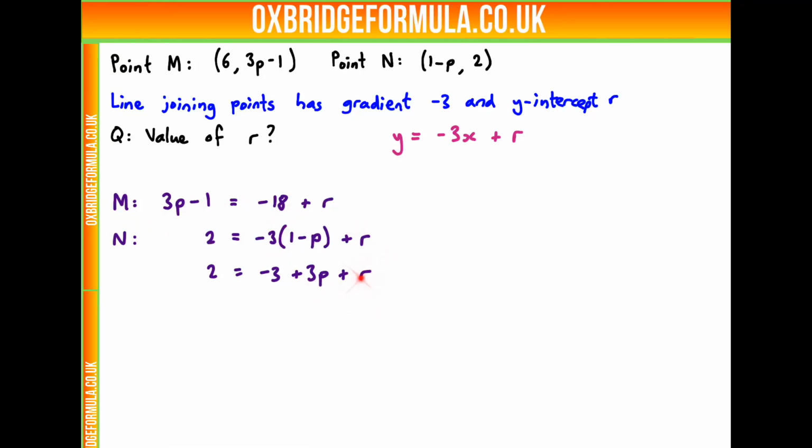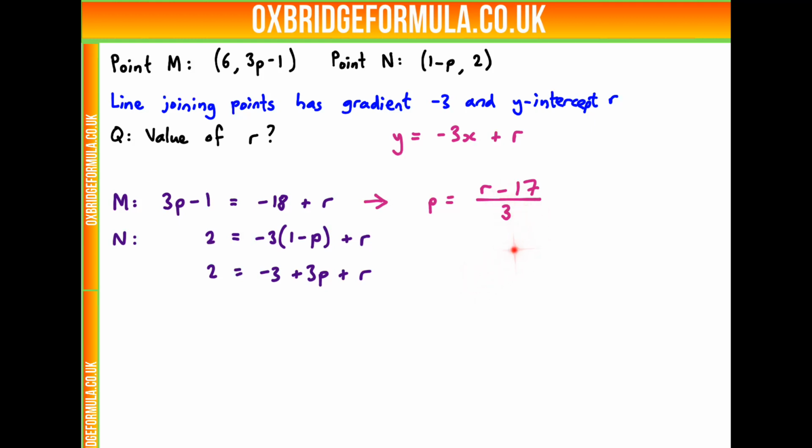So we have 2 simultaneous equations, and how can we use them to find out our value of r? Well, if we use this first equation, for example, to find an equation for p, and we substitute that into this, then that would allow us to eliminate p and get a numerical value for r. So let's do that. Let's make p the subject of equation M. If we add 1 to both sides, that becomes minus 17 plus r on the right hand side. And if we divide both sides by 3 at the same time, that gives us this fraction for p here, r minus 17 over 3.